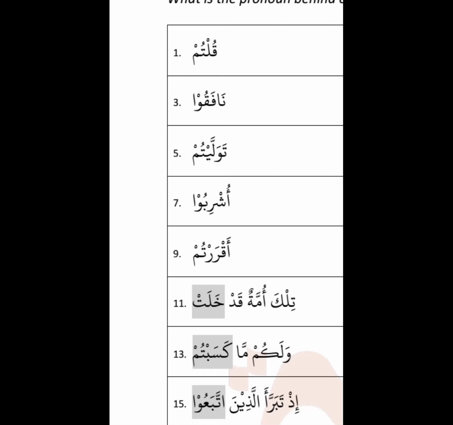Aqrara. Aqrartu. Aqrartuma. Aqrartunna. Aqrarna.